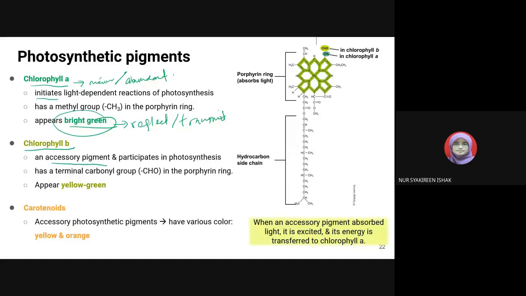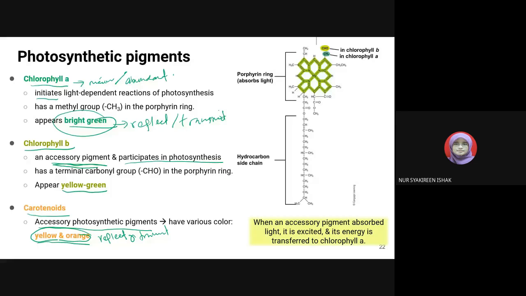So chlorophyll B is known as accessory pigment. Okay, and also participates in photosynthesis. So dia akan appear yellow green. Okay, and then another pigment is carotenoids. So dia juga adalah accessory pigment. Accessory photosynthetic pigments have various colors ranging from yellow to orange and sometimes red. Okay, yellow and orange lah. Alright. So sebab apa? Color ni dia akan reflect and transmit.